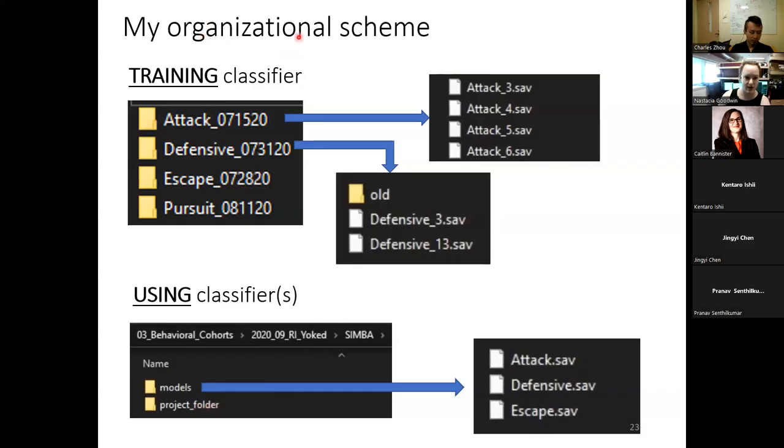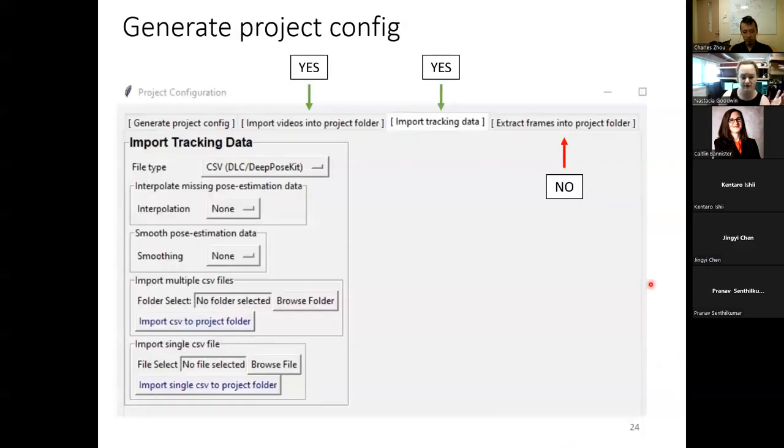So my classifier projects are separate from my experimental projects. And when I'm actually analyzing experimental data, I'll go through and I'll say, I want 3 classifiers. I want to analyze for attack, defensive, and escape. But it's much easier to manage if you keep these separate. But you don't have to.